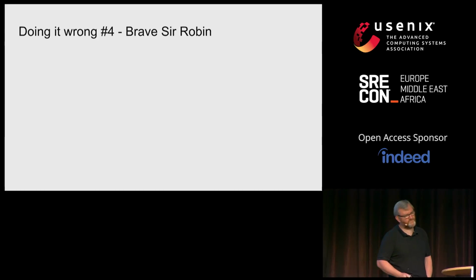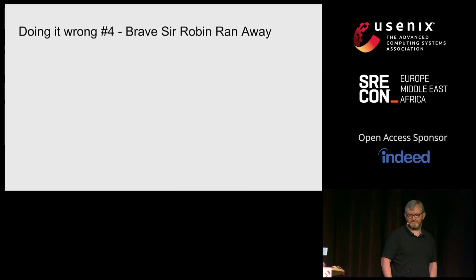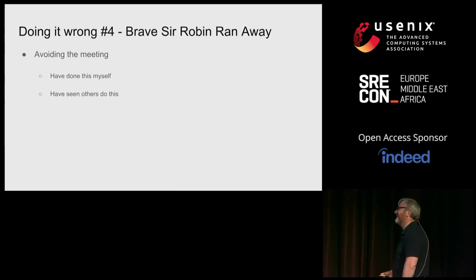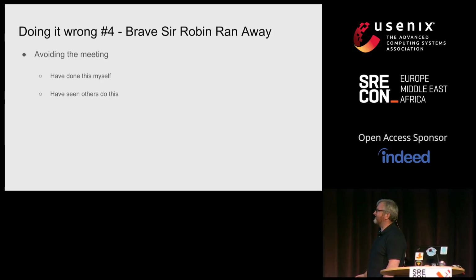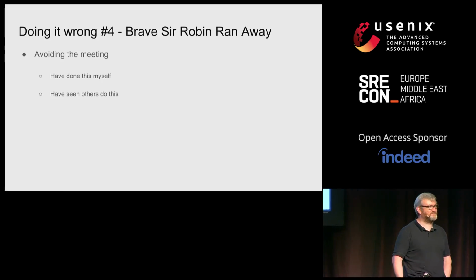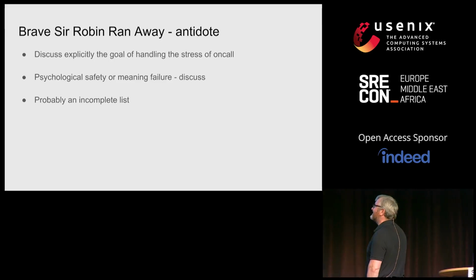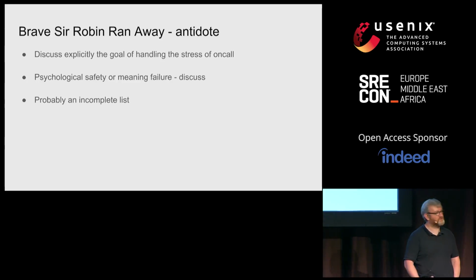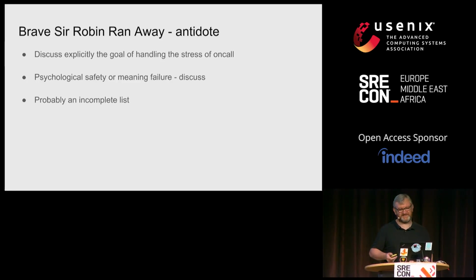Doing it wrong, number 4. Brave Sir Robin ran away. Avoiding the meeting happens. I've done it myself. I've seen multiple people do it. I would suggest that this is a failure of psychological safety or a failure of meaning, and possibly some of the other factors.